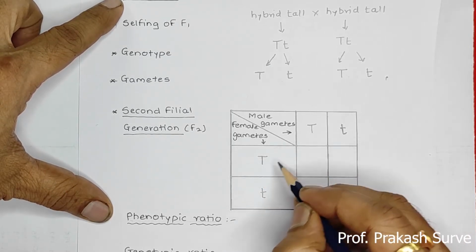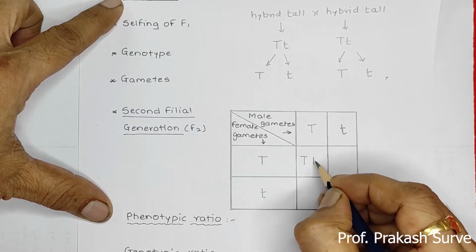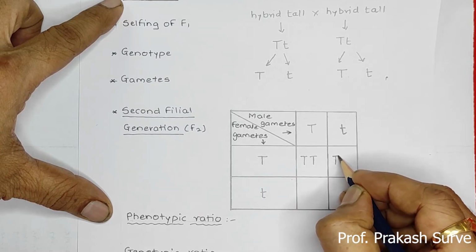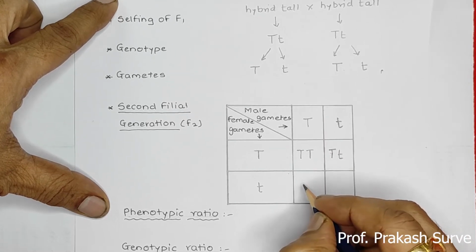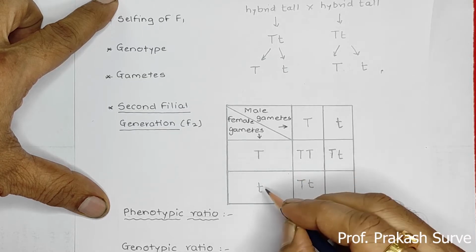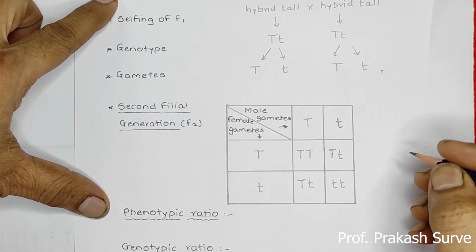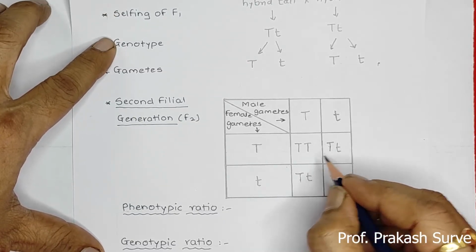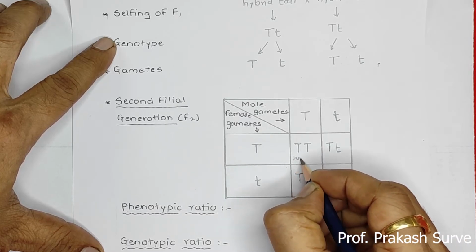Taking one capital T from here and capital T from here. Now this and this: always write the capital letter first, so capital T and small t here. This and this, as I said, mention the capital letter first, so capital T and then small t. Now here both are small t, so we mention small t and small t. So we got the result, which we observe phenotypically and genotypically. This one is a pure tall.